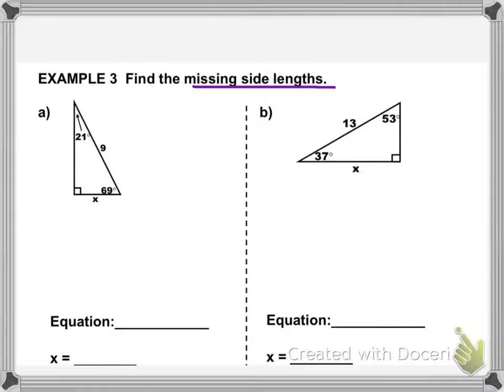So the very first thing you want to do, it looks like we're trying to find this side x right here, right? The first thing you want to do is choose one of the two acute angles. You'll never choose the 90-degree angle. Notice we didn't ever use that in the first part of the video. So you'll choose the 21 degrees or the 69 degrees. Let's go ahead and choose the 69 degrees. It doesn't matter. I'll show you both ways.